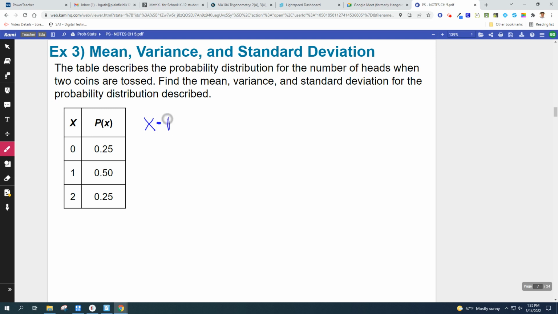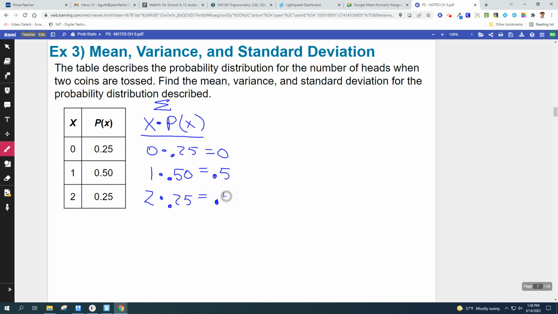So what we have to do is, for the mean, we're going to take the sigma, or the sum, of each of the x times px values. So in this case, for 0 heads showing up, we're going to have 0 times 0.25, which equals 0. And we're going to have 1 times 0.5, which equals 0.5. And we're going to have 2 times 0.25, which is 0.5.